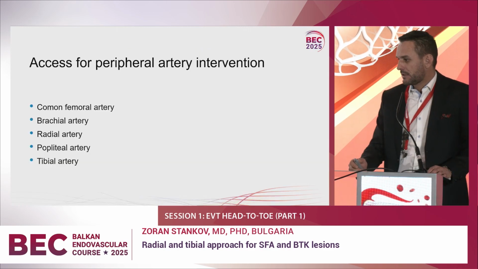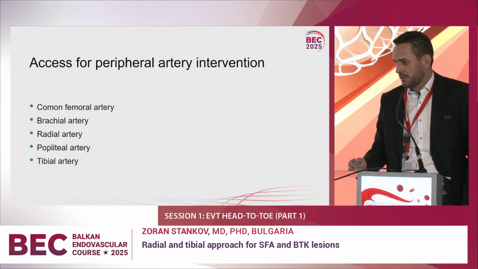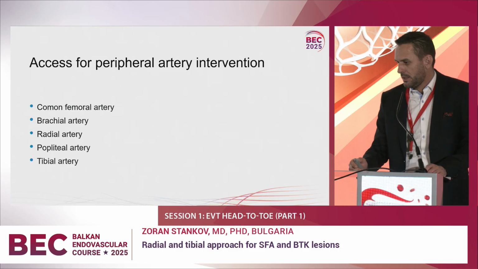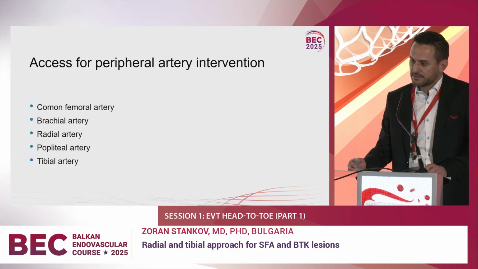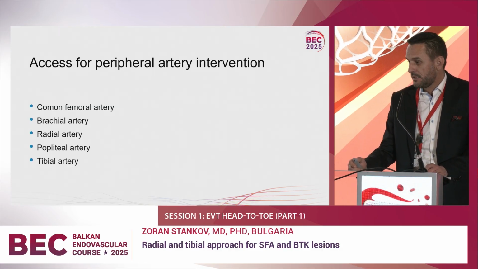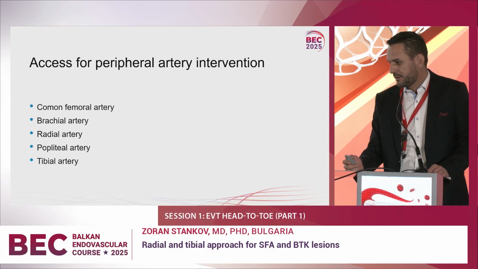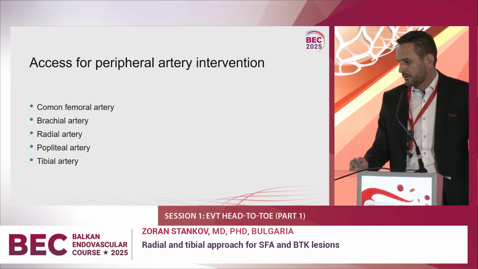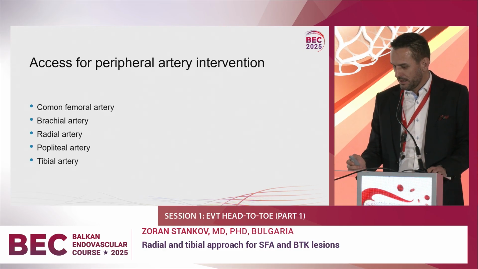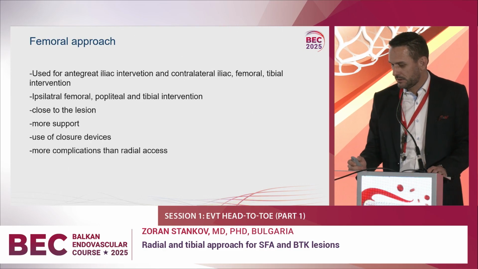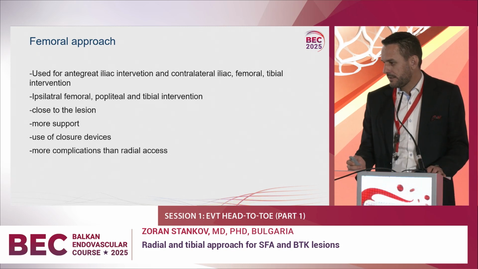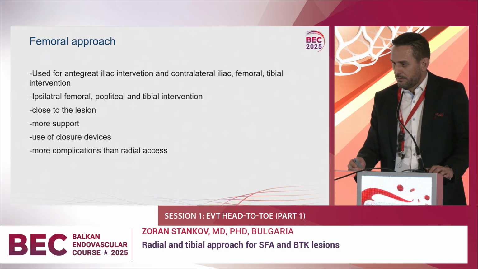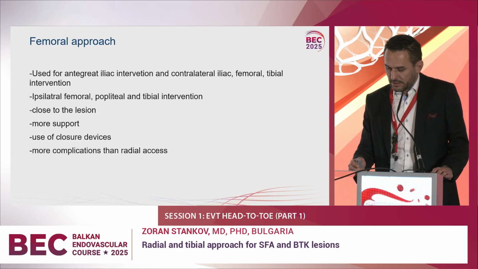The access for peripheral artery intervention is the common femoral artery, brachial artery, radial artery, popliteal artery, and tibial artery. We can add the axillary, subclavian artery in some cases, and the carotid artery. We have experience with the carotid artery for some peripheral interventions, but not for the SFA and popliteal artery.